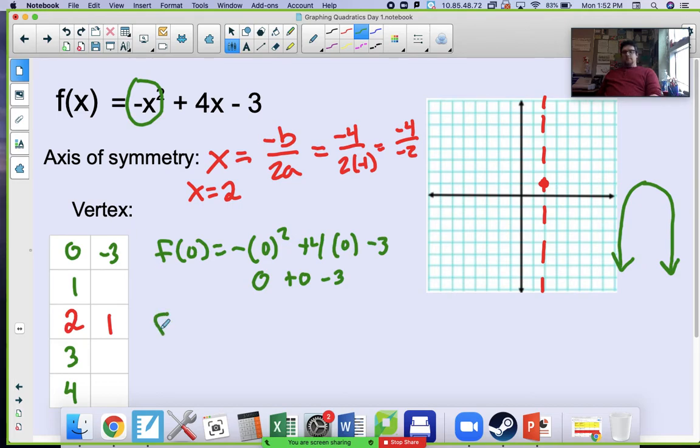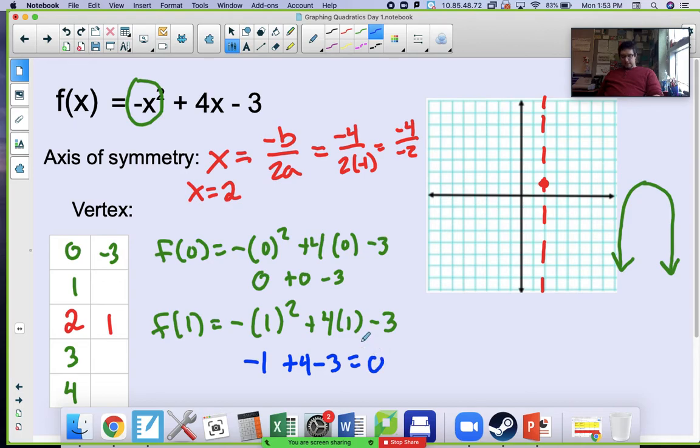Then we're going to plug in 1. We get negative 1 squared plus 4 times 1 minus 3. So that's -1, since 1 squared is 1 with the negative, plus 4 minus 3. That's 0. The rest of the table is identical on either side.